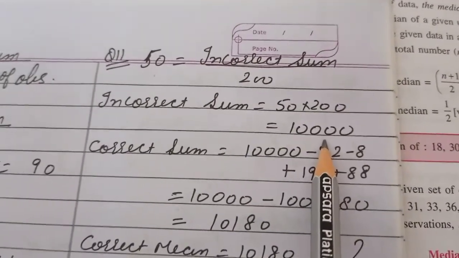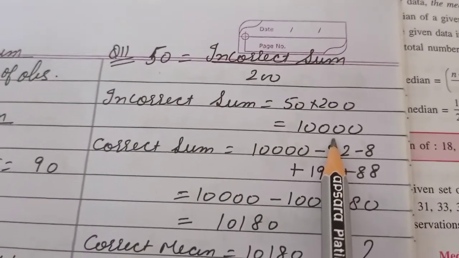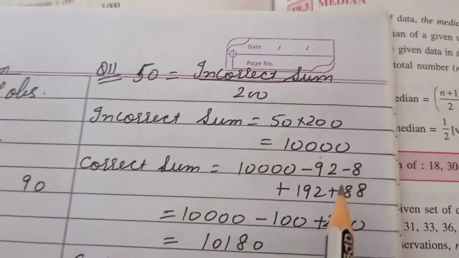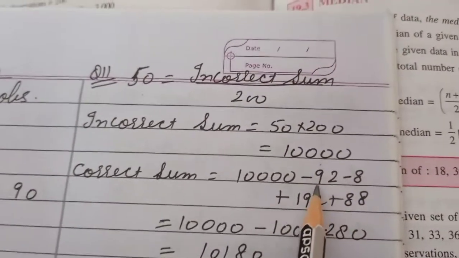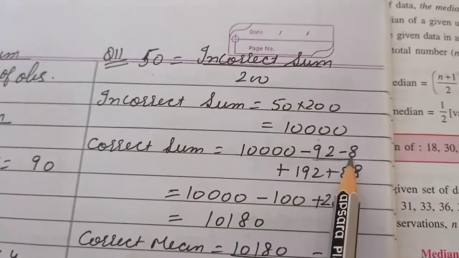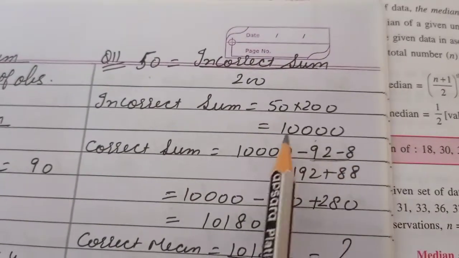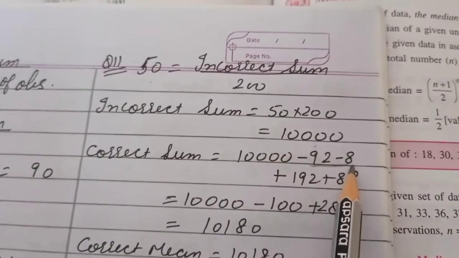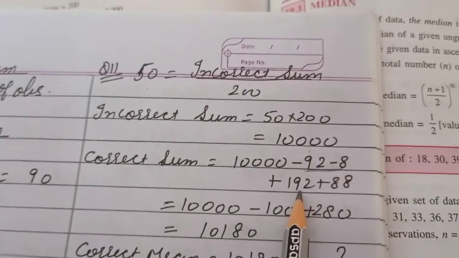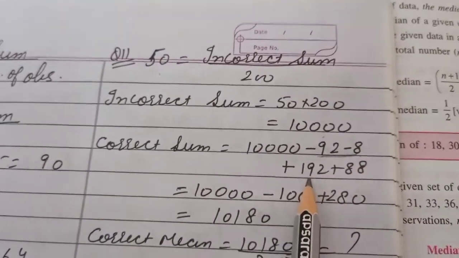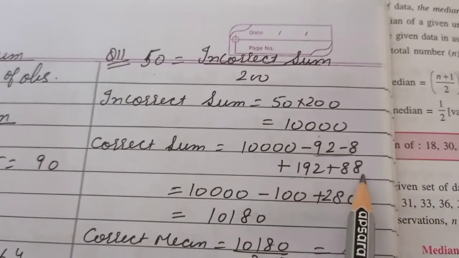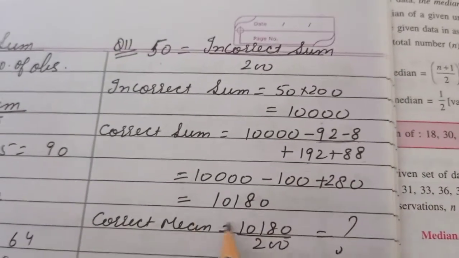Later on it was discovered that 2 items were misread as 92 and 8. So these are the wrong observations. The wrong observations we have to subtract, minus 92 and minus 8. What were the correct values? 192 and 88. So correct values we have to add. When you solve, this will be the correct sum.